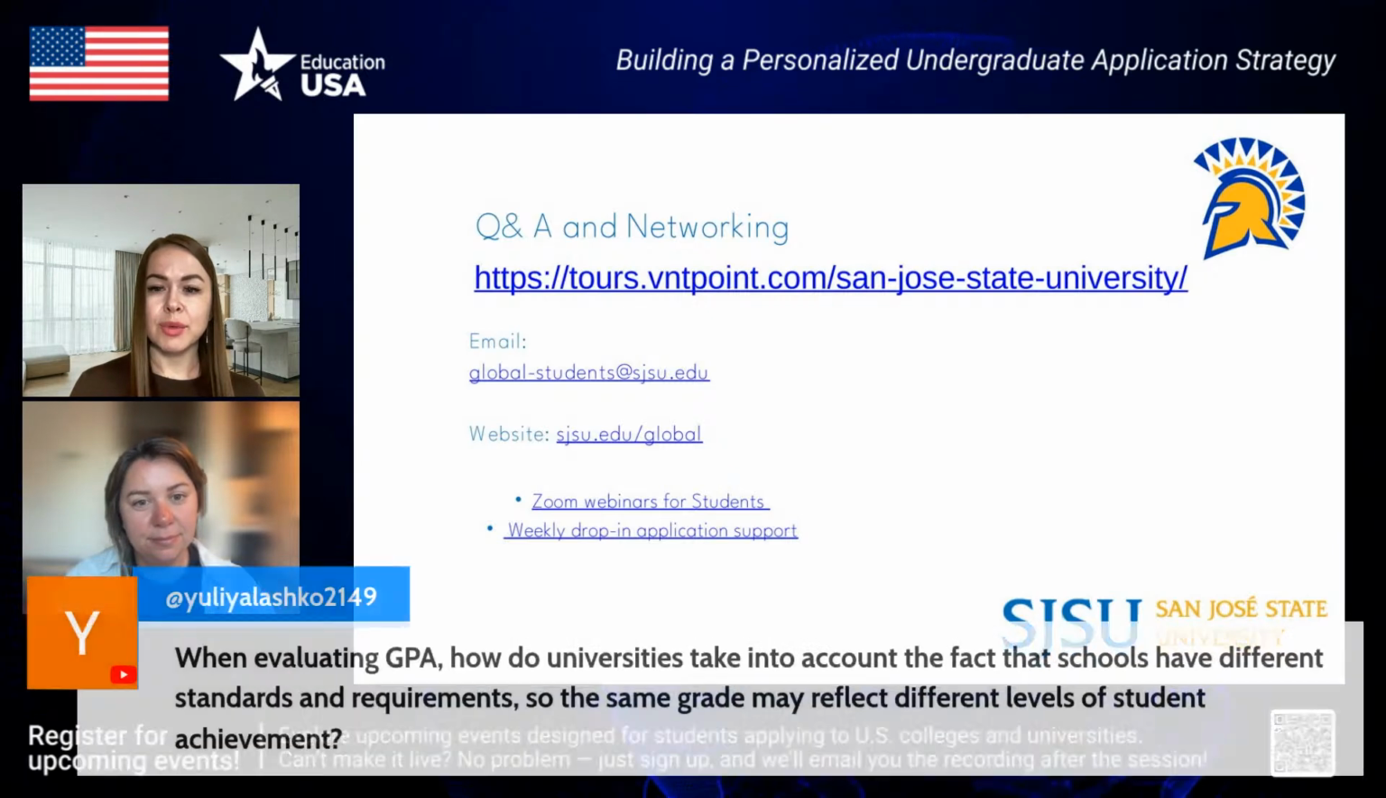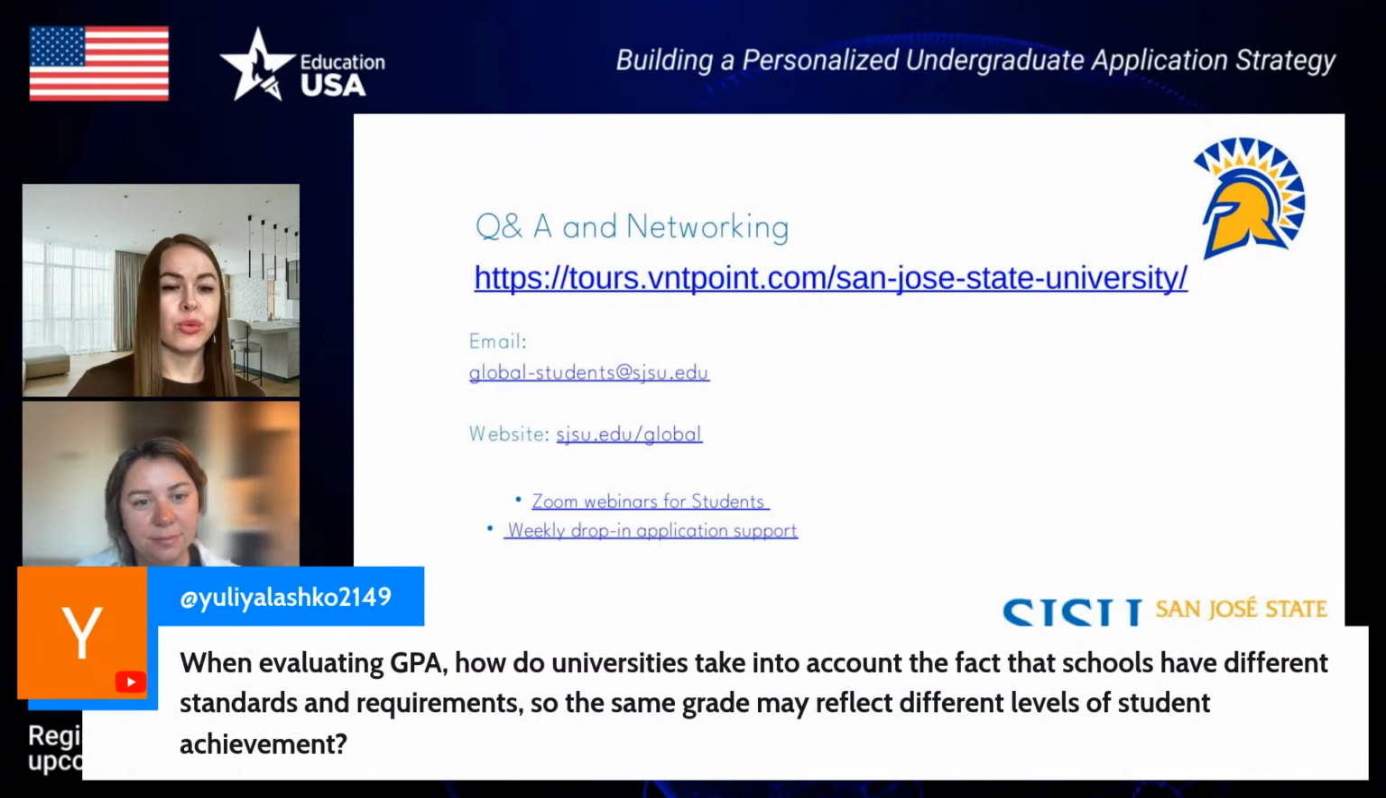Okay, and I think we have the last question. When evaluating GPA, how do universities take into account the fact that schools have different standards, different requirements? So the same grade may reflect different levels of student achievement. This is such a great question, and we've had this so many times. You are not the first international students who are applying. We get thousands of applications.